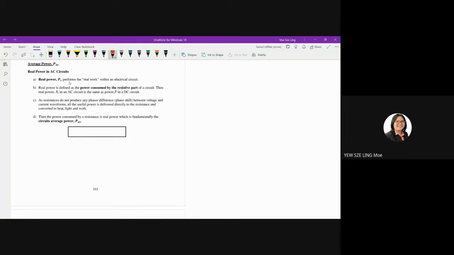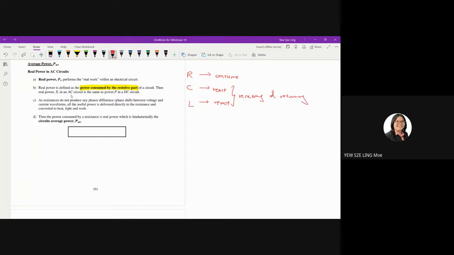Real power performs real work within the electric circuit. Real power is defined as the power consumed by the resistive part of the circuit. So if you have a circuit that contains R, C, and L, the only one that consumes power is the resistor. The other two just react. How do they react? By receiving and returning power to the circuit. They don't consume any power.